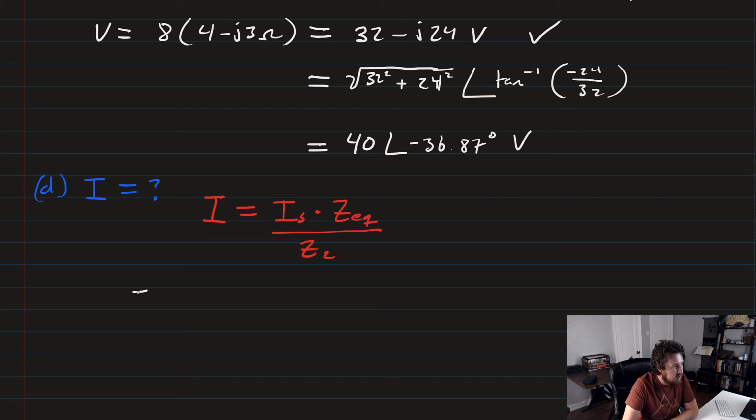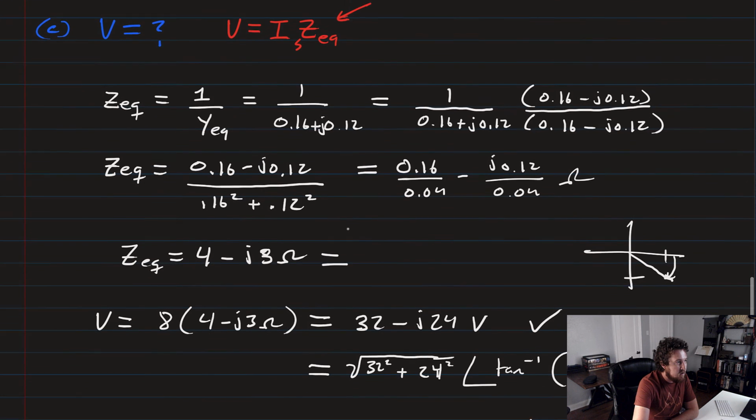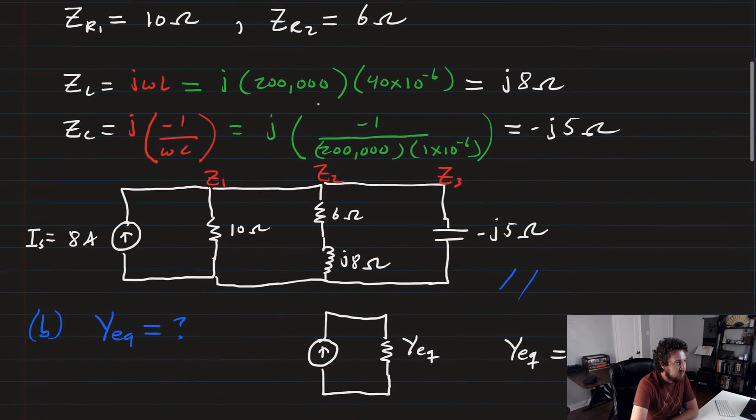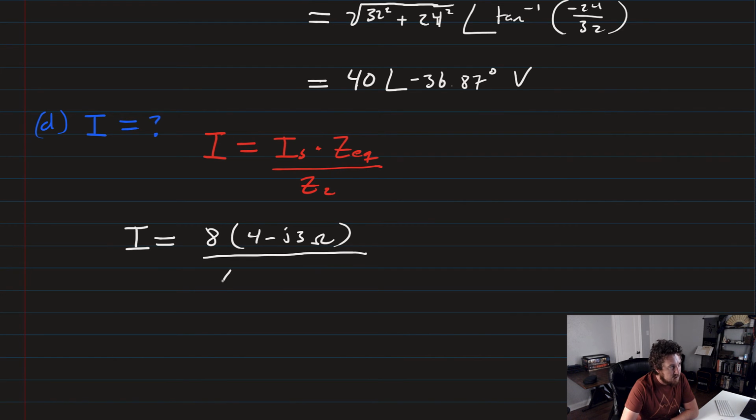So I is equal to 8 times our equivalent impedance, which was 4 minus J3 ohms, over the Z2, and that was, if I remember correctly, 6 ohms plus J8 ohms. So 6 plus J8 ohms. And there we go. Let's go ahead and solve.